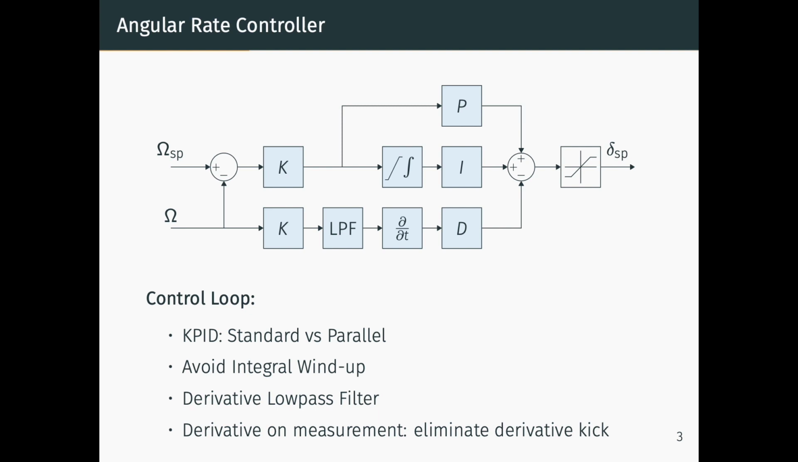On the derivative path is a low-pass filter. This is to filter the noisy measurements, because if noise is differentiated, it gets amplified, which can lead to all sorts of bad things. So a low-pass filter is applied to avoid this. So as you can see, the standard PID structure is implemented here along with a couple of additions for safety in practical systems.